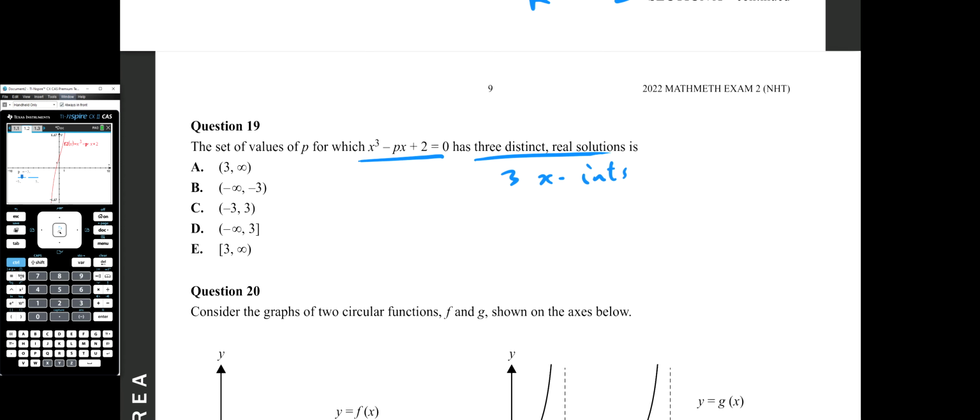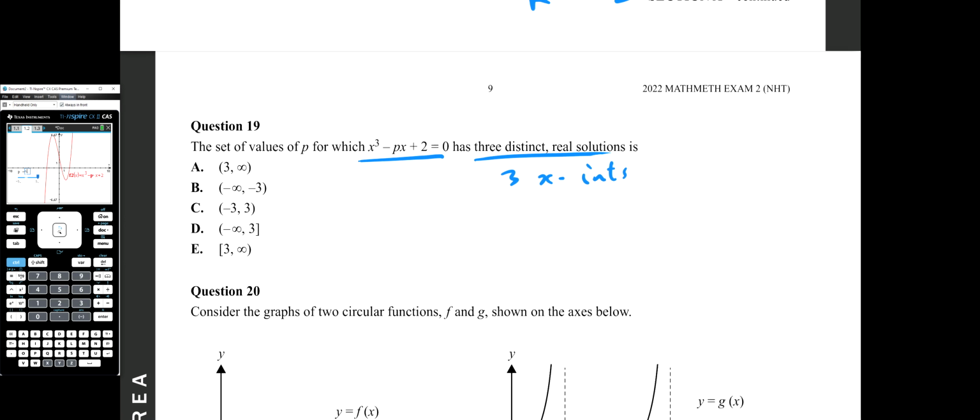So as p becomes smaller or goes towards negative infinity, basically you lose turning points on the cubic. So that's not going to help. Let's go 0, 1, 2, and 3. So when p equals 3, it appears there's only 2 x-intercepts, but we want 3 distinct solutions, not any repeats. So you go p equals 4 and p equals 5, and there you go. We now start getting multiple ones.